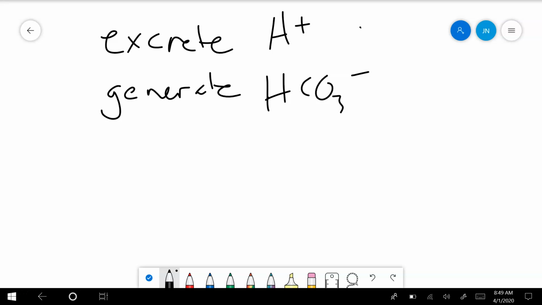Even when the blood becomes more alkaline, the kidneys are still getting rid of more of the hydrogen proton or generating more bicarbonate than they are losing bicarbonate or gaining that hydrogen. The kidneys are always trying to correct for that big issue.